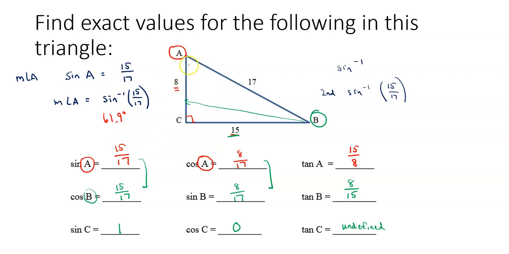Once I know the measure of angle A is 61.9, I know the one at angle C is 90, so if a whole triangle adds up to 180, and the measure of angle C is 90, then the other two have to add up to the other 90. So the measure of angle B is 90 minus 61.9, 28.1. Right? So that's 28.1 degrees down there, and you could have done that by finding the inverse cosine of 15 over 17. It'll give you the same thing.